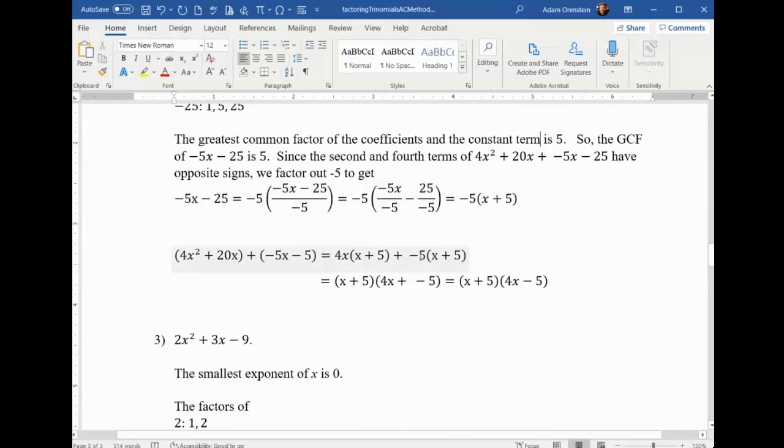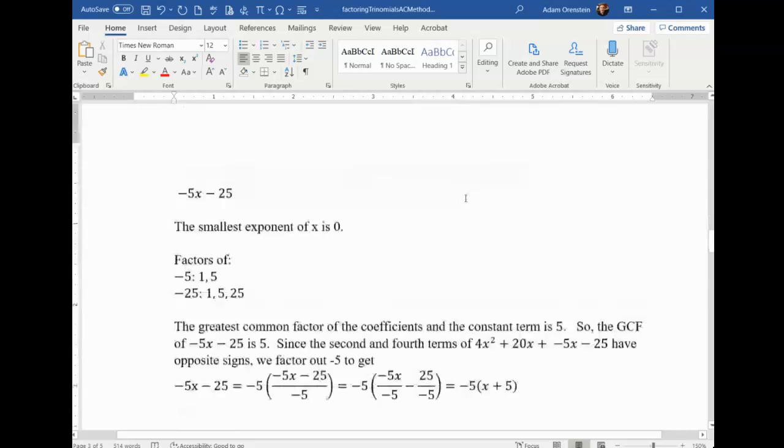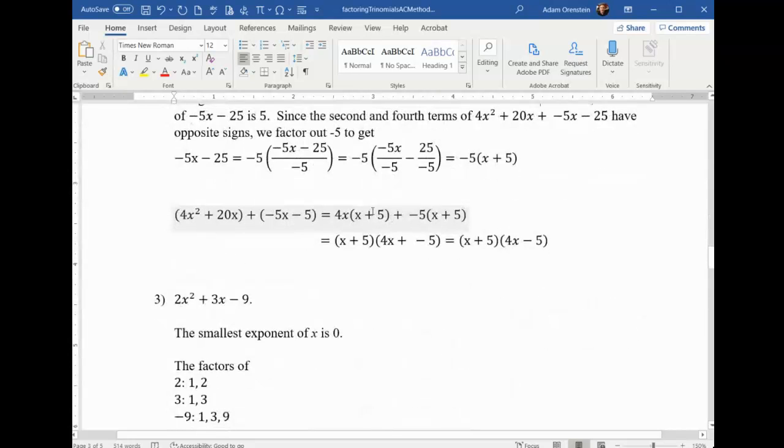And so now, plugging into the polynomial, we have 4x times x plus 5 plus -5 times x plus 5. Taking out the common factor of x plus 5, we have x plus 5 times 4x plus -5, which is, of course, equal to this.